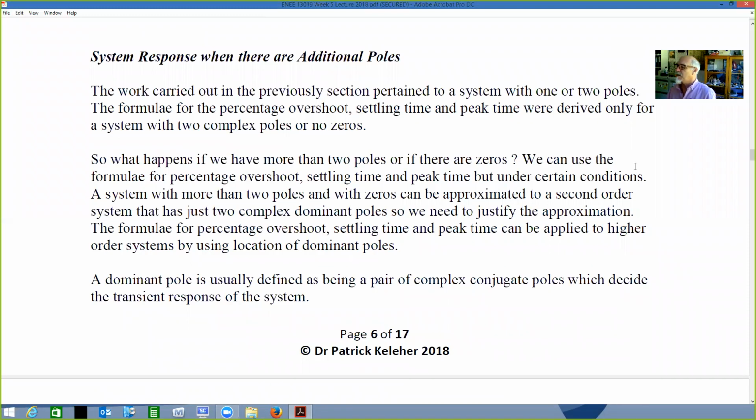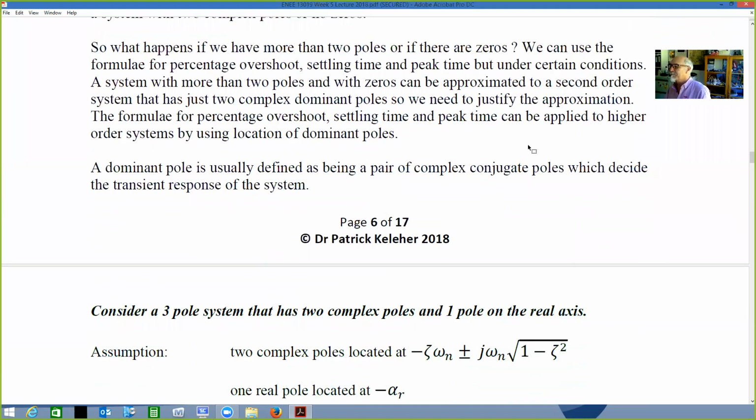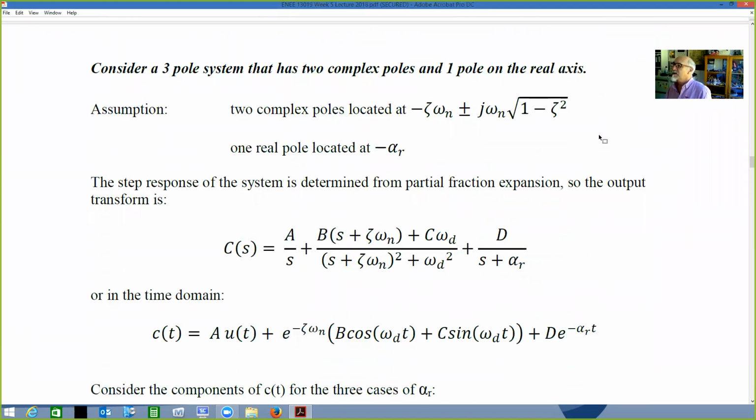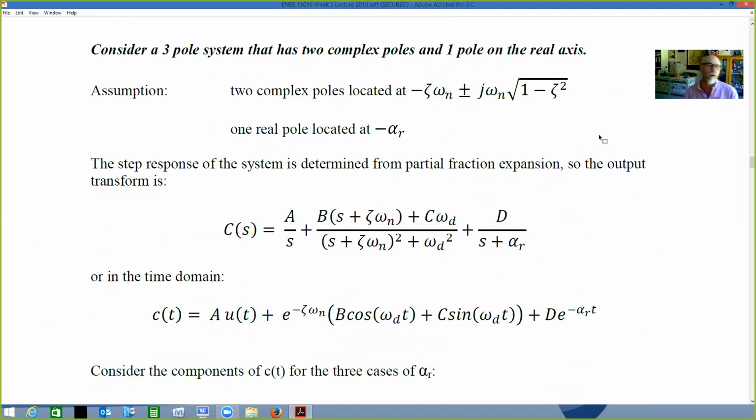Now, a dominant pole is usually defined as a pair of complex conjugate poles which decide the transient response of the system. So what about a 3-pole system that has 2 complex poles and 1 pole on the real axis? The assumption is that we've got 2 complex poles located at particular positions related to the damping ratio and the natural frequency. As you can see, there's a real part and an imaginary part, and 1 real pole located at negative alpha r.